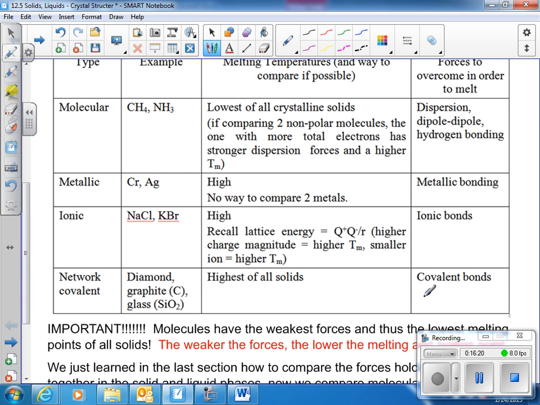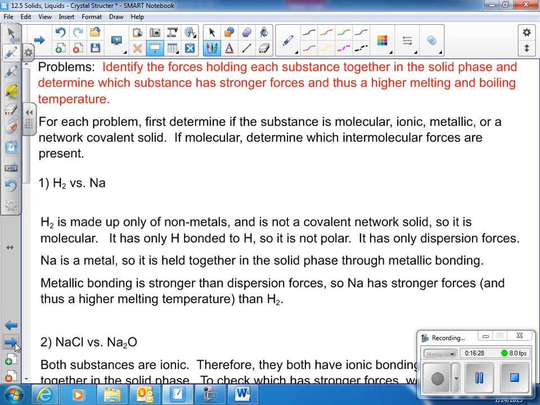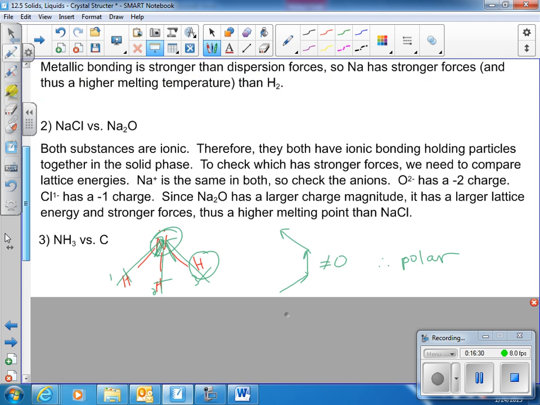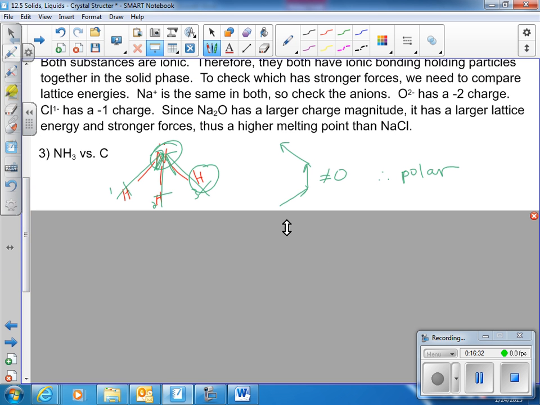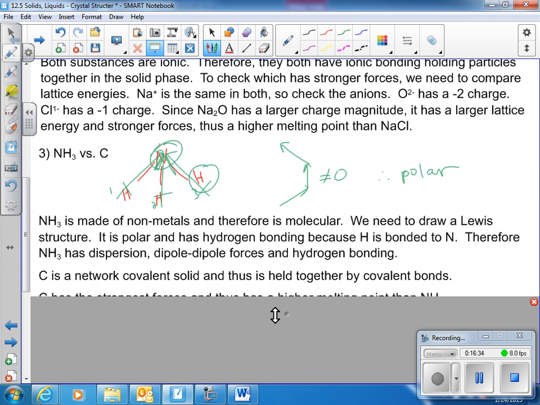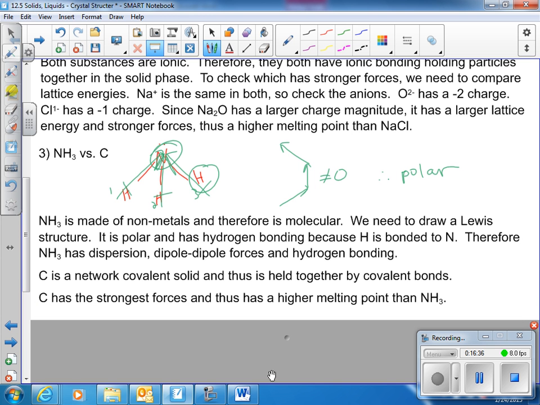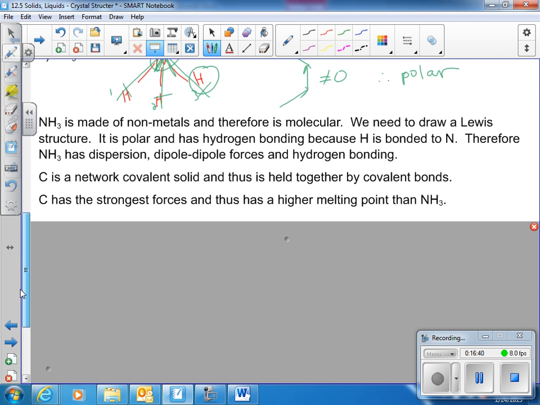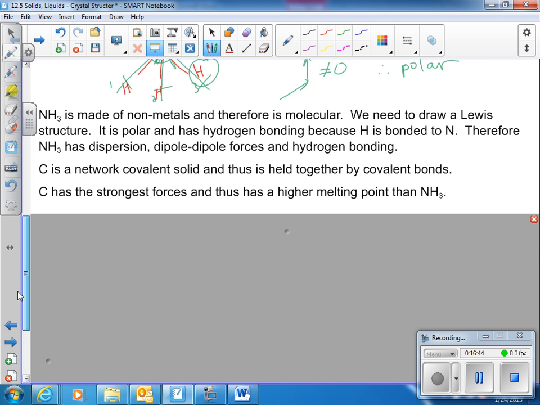And the forces holding that whole big network covalent solid together are covalent bonds. We've got to break all the covalent bonds in order to melt pure carbon. So carbon has the higher melting point. There you go. There's your full and complete answer. You can pause and write that down, or you might have already written it down.